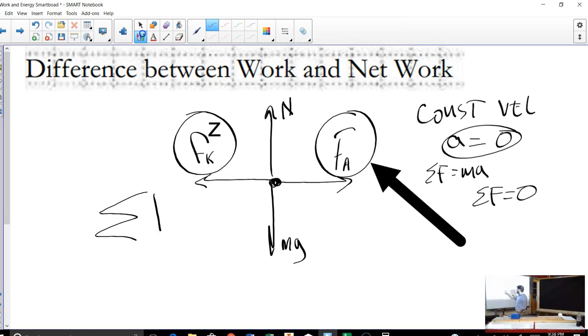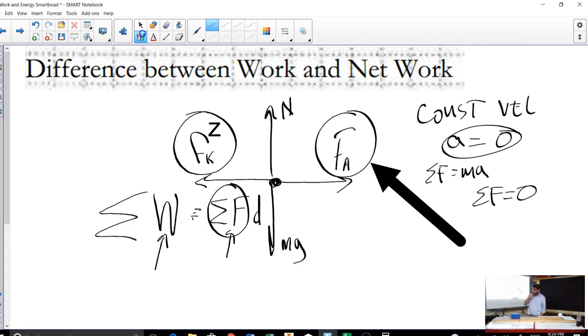The net work done on something, another way to look at that is it's the net force times the displacement. So there's work done by me in that case, and there's work done by friction, and you can calculate those works, but the fact is that there's no net work done on the block. Because there's no net force. And if the net force is 0, there's got to be no net work.